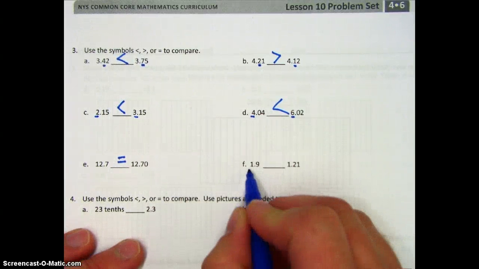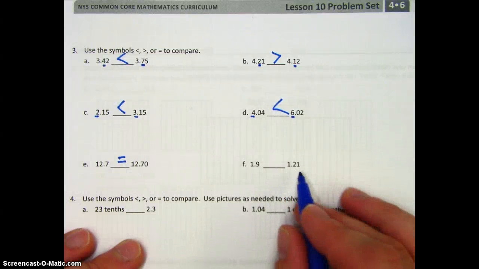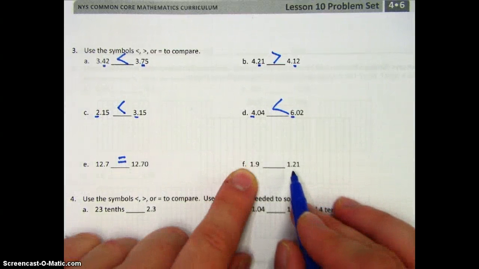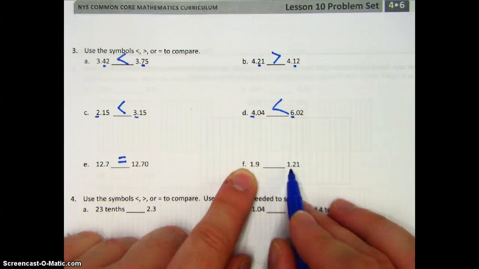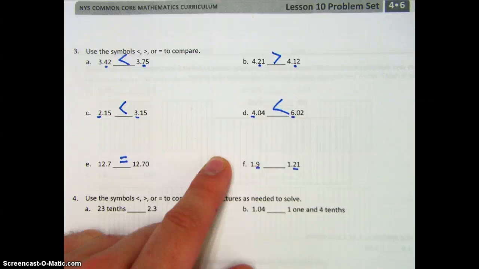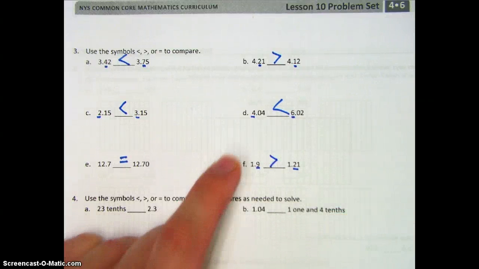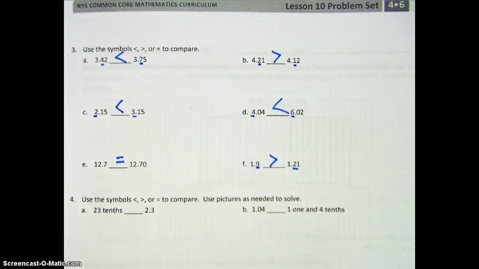Last one here, we have 1 and 9/10 versus 1 and 21/100. Now again, start with your ones place, 1 and 1. All right, so now we move to the tenths place, 9 and 2. Okay, well, 9 is greater than 2. And we don't need to know what's in the hundredths place after that.